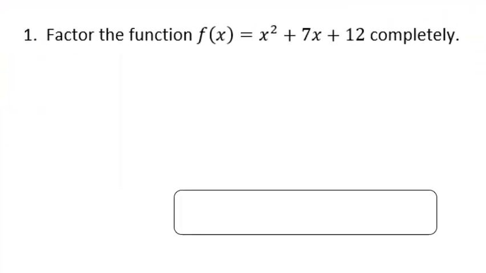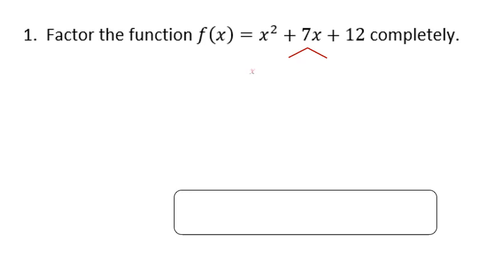All right, it says factor the function f of x equals x squared plus 7x plus 12 completely. Don't let the f of x part bother you. Most of the time when we deal with polynomials, they will be part of a function or in some sort of context. And the word completely suggests maybe there's a greatest common factor, but I don't see one. So let's just get right to the trinomial factoring, which is splitting the middle term. So we're going to split that middle term.